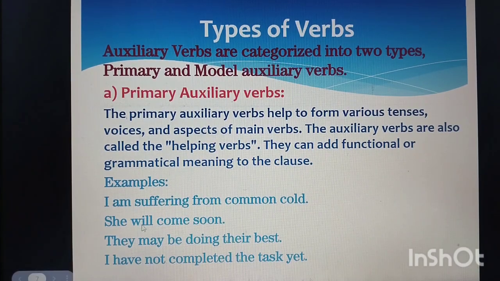Yes, you can see here a similar example. I'm suffering from common cold. She will come soon. They may be doing their best. I have not completed the task yet. So you can see: am, will, may, have. Am, will, may, have are called primary auxiliary verbs.